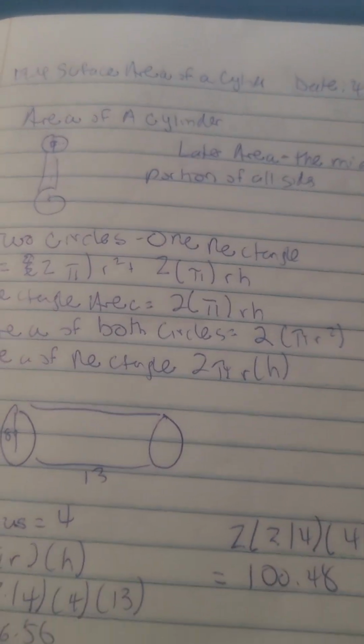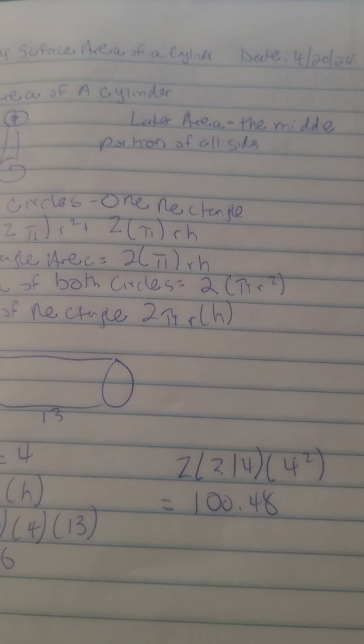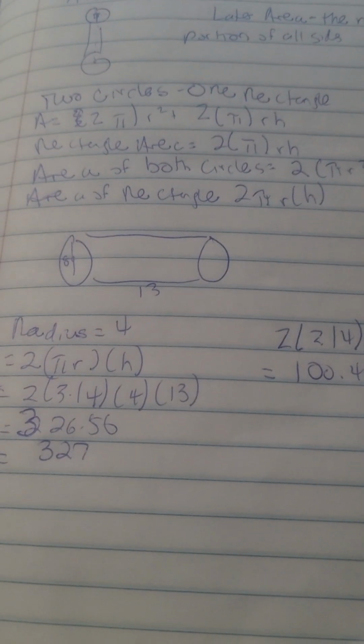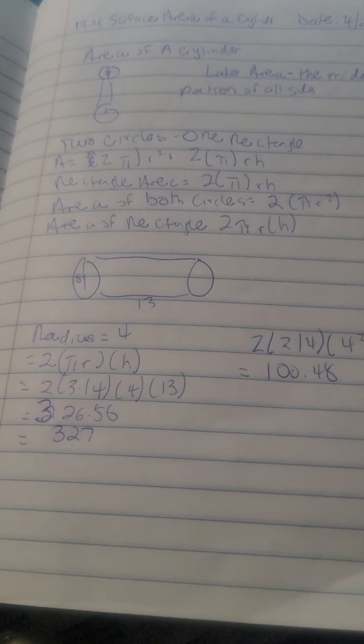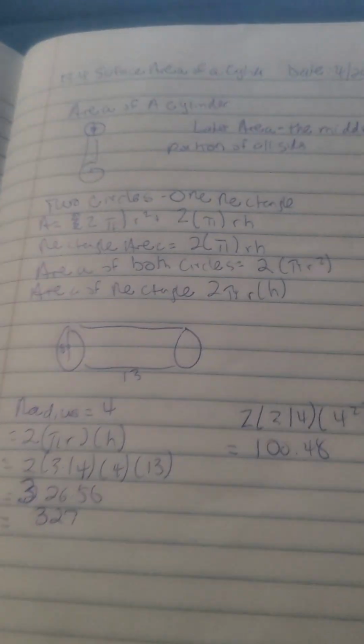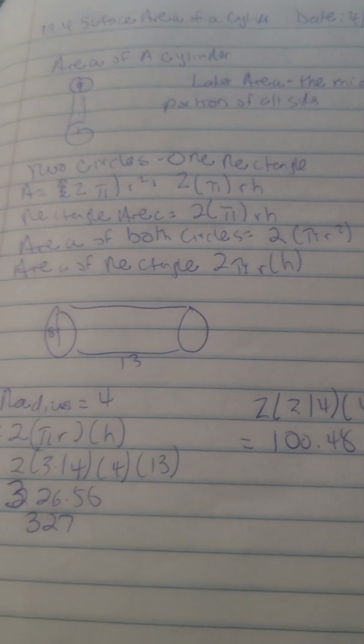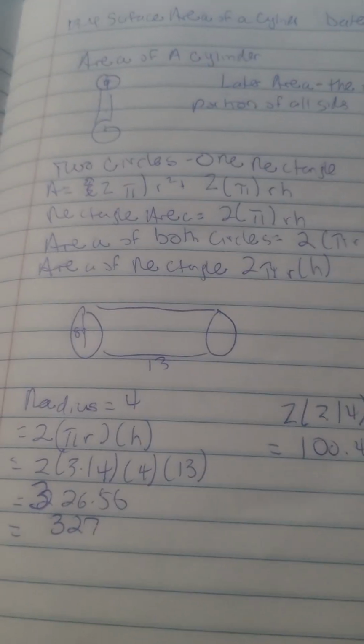Next was the surface area of a cylinder, trying to figure out how to break it apart. You have to find a radius and multiply it by the height by 2. You have the lateral area and the surface area.